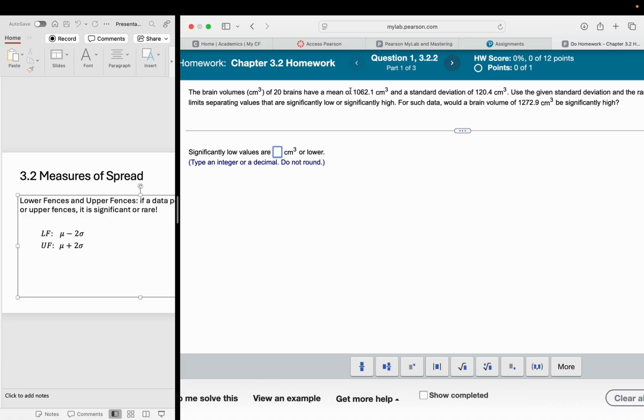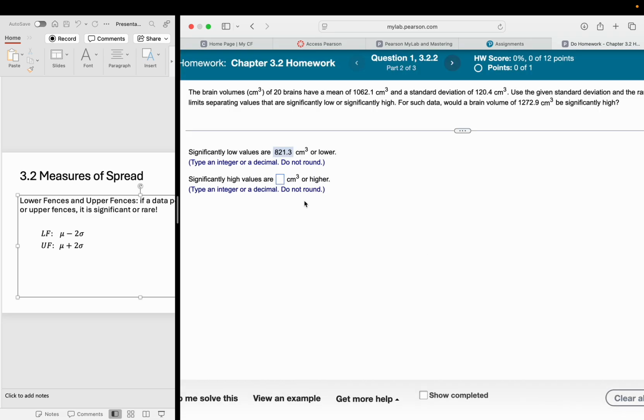which is, it says right here, 1062.1, and I would subtract 2 standard deviations. So I'm literally typing 1062.1 minus 2 times 120.4 in my calculator, and I'm getting 821.3.